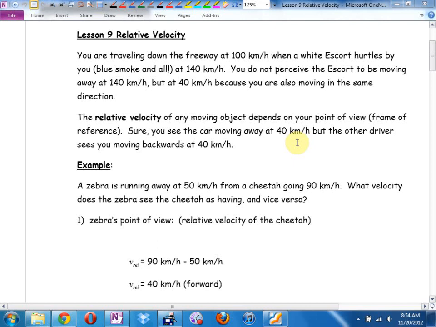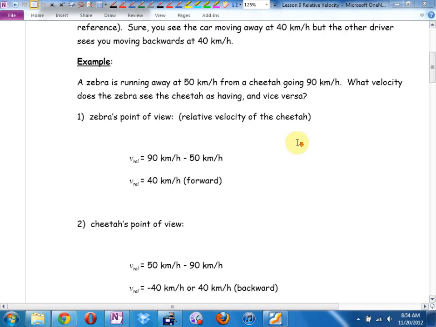Yes? As an example, a zebra is running for its life from a cheetah. The zebra is running at 50 kilometers per hour. The cheetah is going at 90 kilometers per hour. What velocity does the zebra see the cheetah as having, and vice versa? So from the zebra's point of view, what would it see?